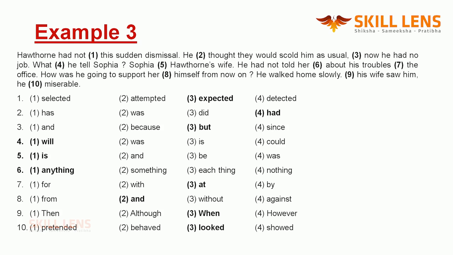Okay. Now, another commonly made mistake by people at this junction is choosing the word nothing. "He had not told her nothing about his troubles" is incorrect. We don't use two negatives in a sentence. Right? So, we don't choose nothing. Nothing will be a wrong choice. Anything. So, he had not told her anything about his troubles at the office.